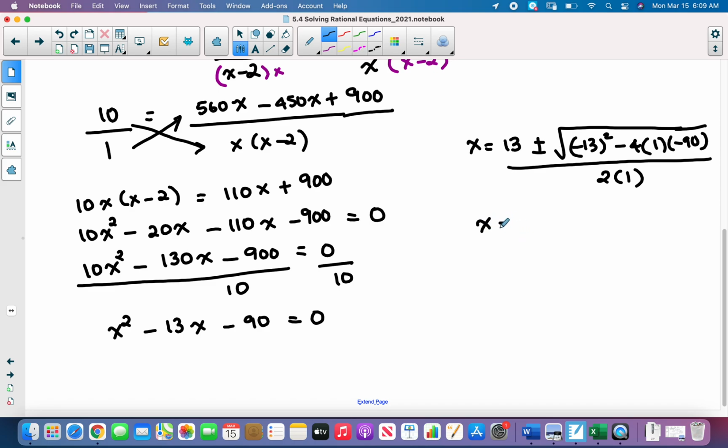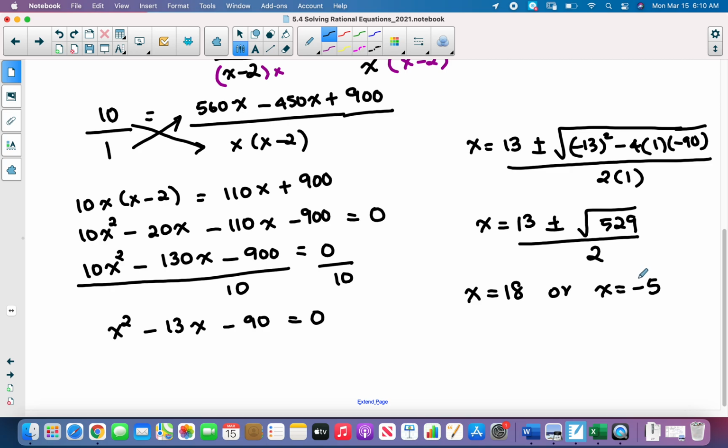That is x equals 13 plus or minus square root of 529 divided by 2. So you get 2 solutions: x equals 18 or x equals negative 5. You have 2 solutions, but x in this case represents the number of t-shirts that were originally in the case, so you can't have a negative number of t-shirts. So this one is what we call inadmissible because it makes no sense for the word problem. So we're going to take this answer.